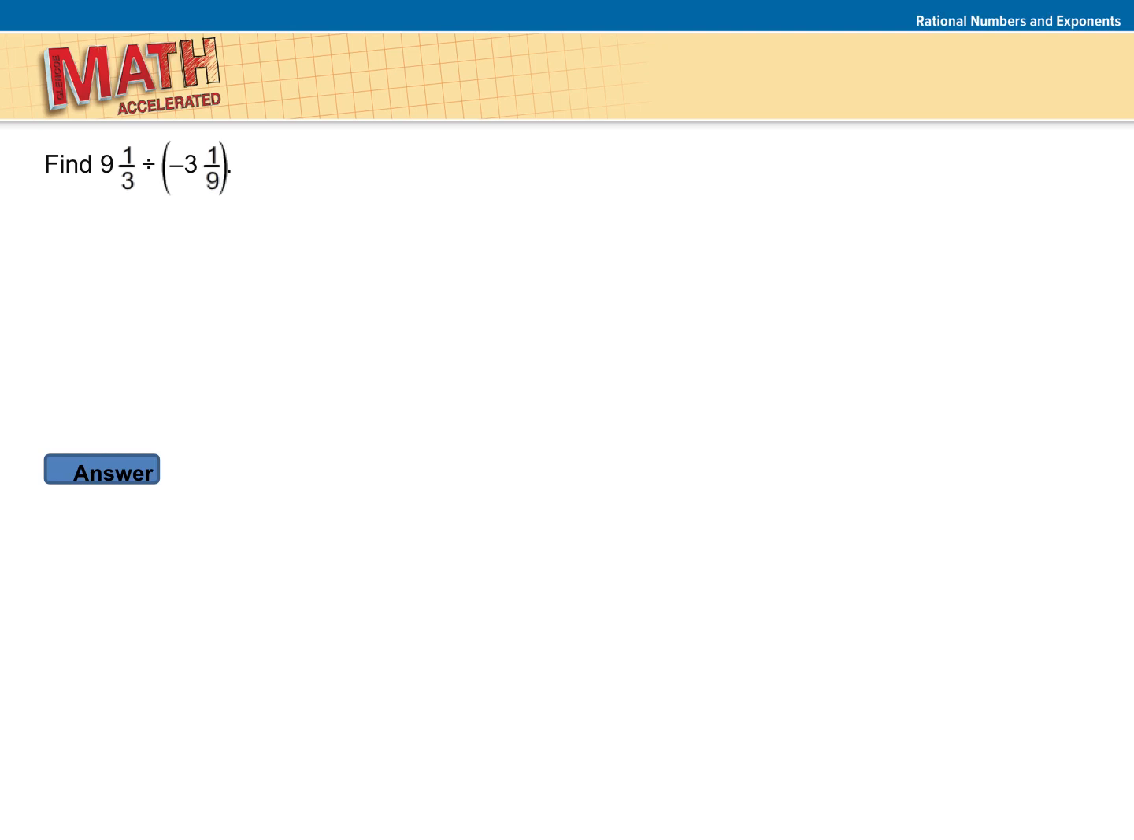What is our first step here? What do we need to do first? Improper fractions, okay? What's 3 times 9? 27 plus 1? 28 over 3. Divided by, what's 9 times 3? 27 plus 1? 28 over 9. Okay? What is our next step?